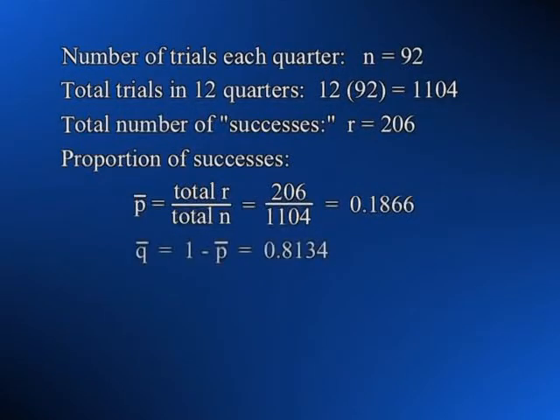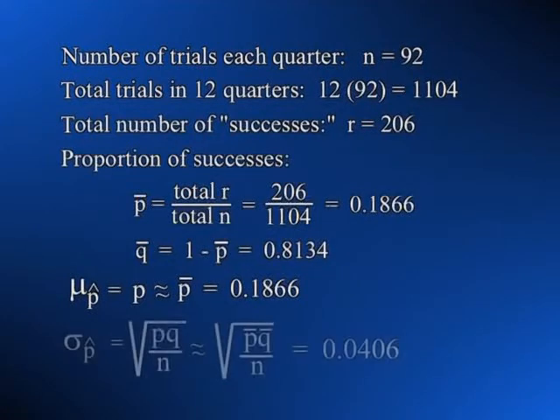And then Q bar can easily be calculated. It's 1 minus P bar, which is 0.8134. Now, the mean, we know for a P hat distribution is equal to P. But we don't have P, but we do have P bar. So we're going to approximate the mean using P bar, and it's 0.1866.